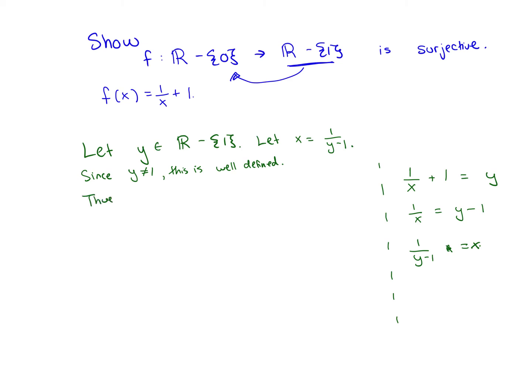Then f of 1 over y minus 1 is equal to 1 over 1 over y minus 1, plus 1, which is equal to y minus 1 plus 1, which is equal to y, which is what we wanted to show. So we found some x in the domain, right? I guess we should include that. Note, x is not equal to 0. That's all I needed to do, because I needed to make sure it was actually in my domain.